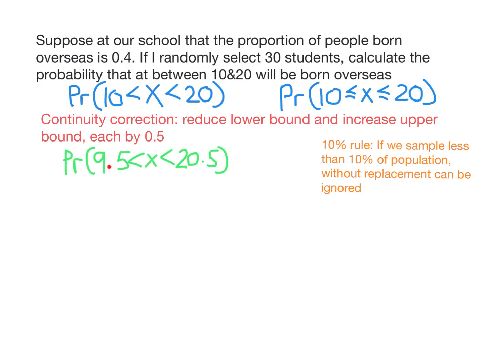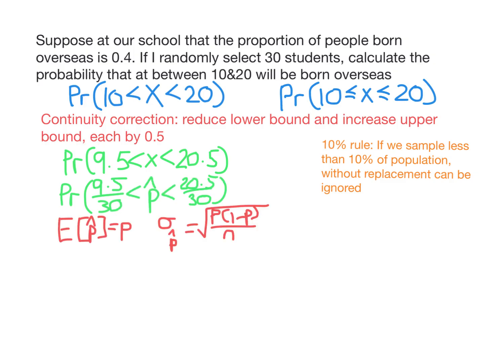So what I'm going to do now is convert each of these x values into p hat values. n was 30, so I want to find the probability that p hat is between 9.5 over 30 and 20.5 over 30. I can use a normal distribution. This will be the mean, and this will be the standard deviation of such a distribution. Note, this is the standard error of p hat. The expected value of p hat is 0.4, and the standard error is p times 1 minus p, all divided by n, and then square rooted.